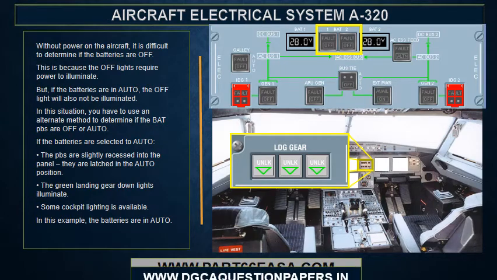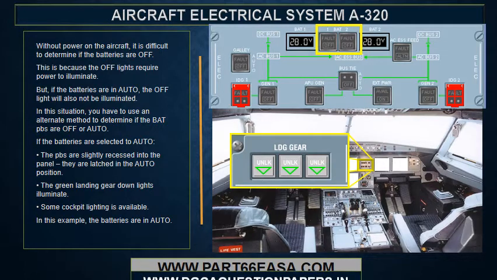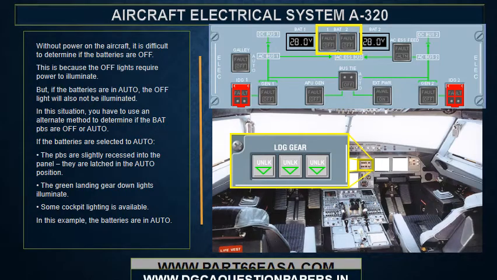In this situation, you have to use an alternate method to determine if the BAT push buttons are in off or auto. If the batteries are selected to auto, the push buttons are slightly recessed into the panel. They are latched in the auto position. The green landing gear down lights illuminate. Some cockpit lighting is available. In this example, the batteries are in auto.